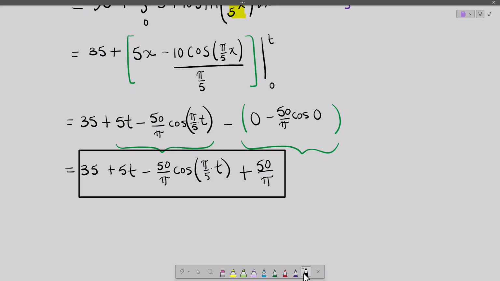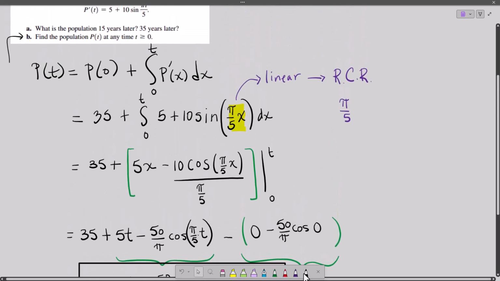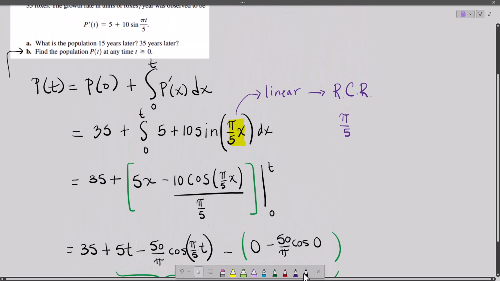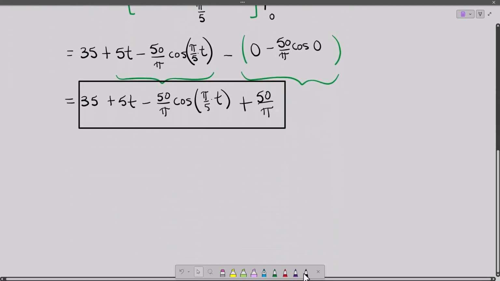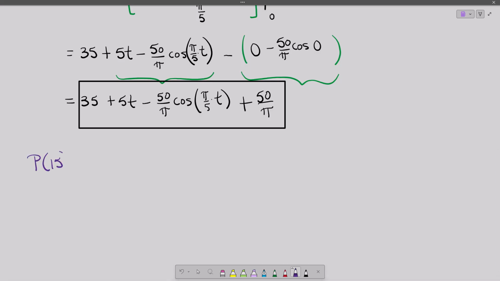So that's the population of foxes in the future. And the question then said, well, what's the population 15, 35 years later? Started with 35. That's the model that we got by going out into the field and measuring. This, in practice, is probably only going to be good for a specific number of years because of the way population cycles happen and prey and all that stuff. So 15 and 35. If we want to evaluate that, P of 15, don't we just plug in the 15? Yeah. Once we got the function, let's use it.